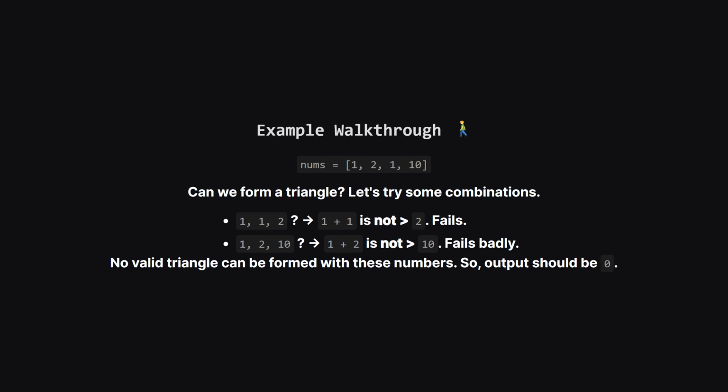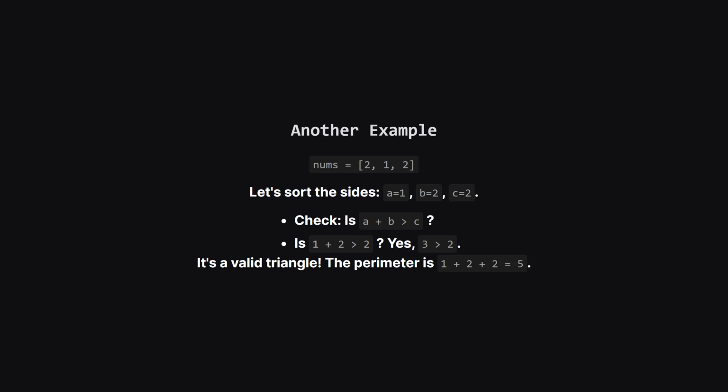Let's walk through an example. Imagine our input list is 1, 2, 1, and 10. Can we make a triangle? Well, let's try picking 1, 1, and 2. If we add the 2 smaller sides, 1 plus 1, that equals 2. It's not greater than the third side, so that's not a valid triangle. What about 1, 2, and 10? 1 plus 2 is 3, which is way smaller than 10. That also fails. It turns out no matter how we combine these, we can't satisfy the rule, so the answer here is 0.